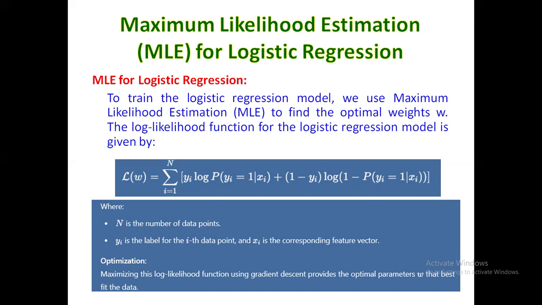So the log likelihood function is the sum of the log probabilities for each data point. We maximize this function by adjusting the weights W to make the predicted probabilities as close as possible to the true labels. The optimization of this function is typically done using gradient descent or other optimization algorithms. Here we have to optimize the function.